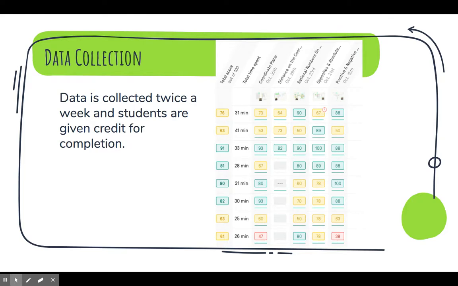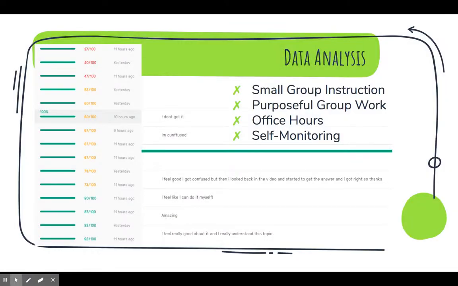Data is collected in this format where their gradebook is easily readable. I give them credit or no credit based on completion, not their actual score. I use this to actually inform my teaching going into the next class. So I just need to know which students were confused or which students mastered this just based on their interaction with the Edpuzzle. So that goes into my data analysis.